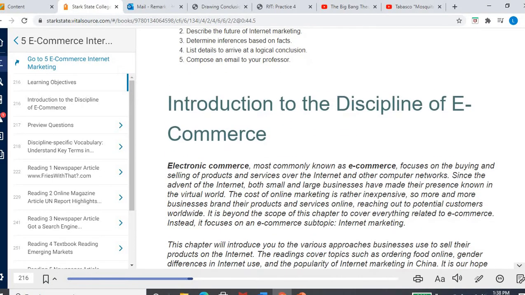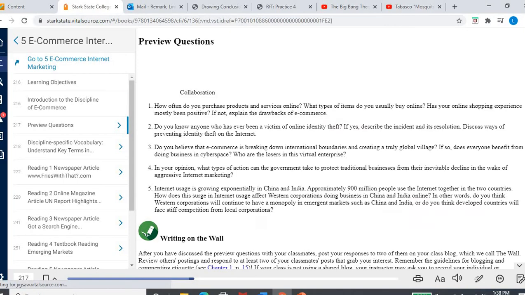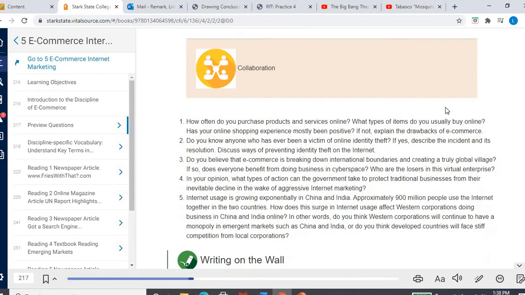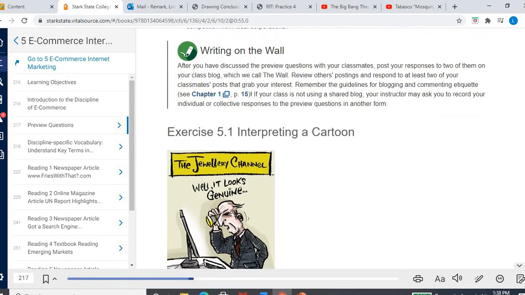So again, I'll scroll down. You can see the question embedded right here, question number 1. Again, that's something that we would normally talk about in a face-to-face environment. You posting your thoughts on these allows for that interchange that we would normally have in a classroom setting. Also, scrolling down, it's an interesting cartoon.